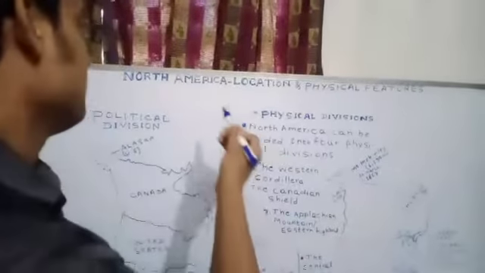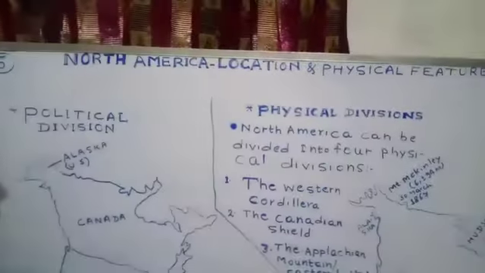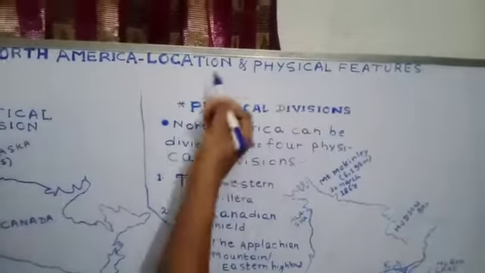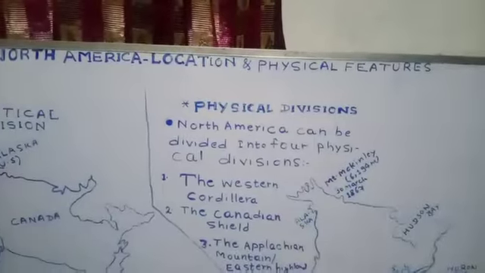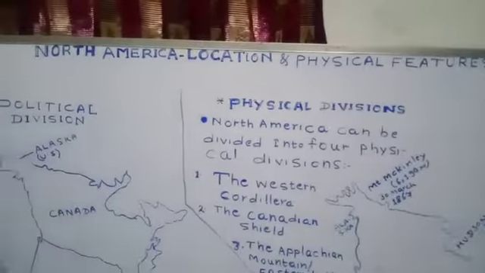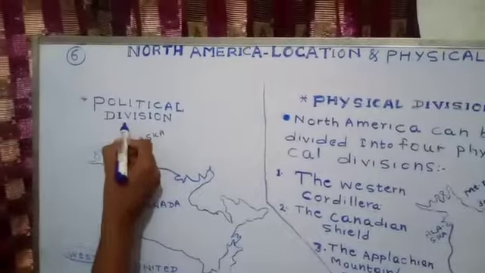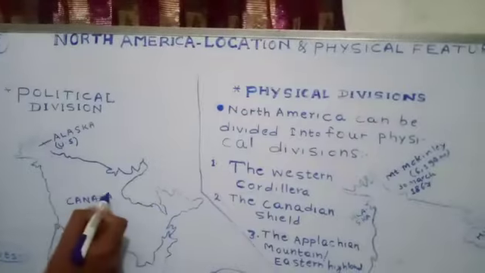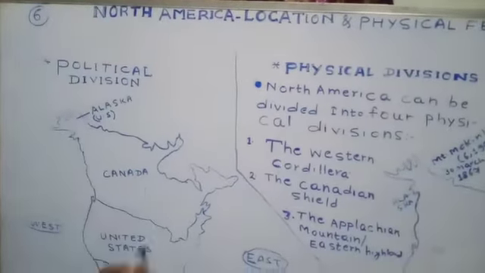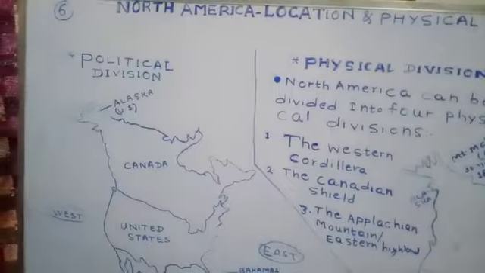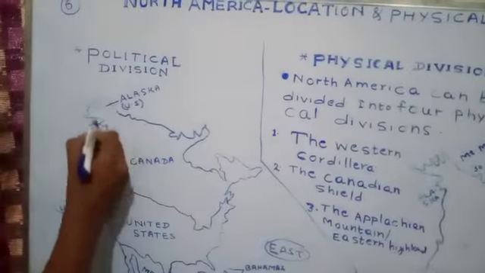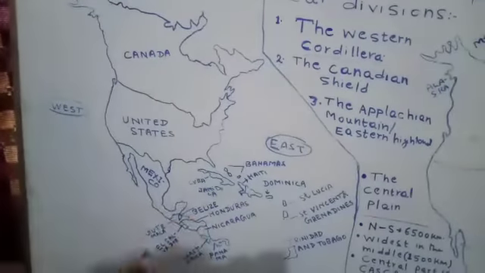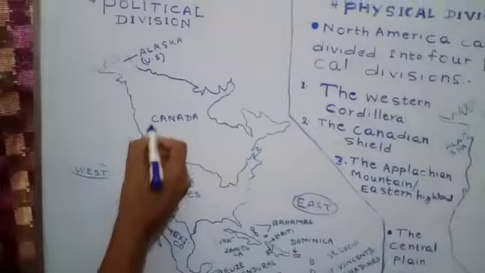In this video series I am going to explain the physical features of North America. Though students, I have already explained the location in detail during my last video lecture. So in this video lecture we are mainly going to focus on the political division and physical division of North America. As you can see, students, there are arrangements of different countries. There are some major countries and some minor countries in the form of small groups. So we'll see it one by one.